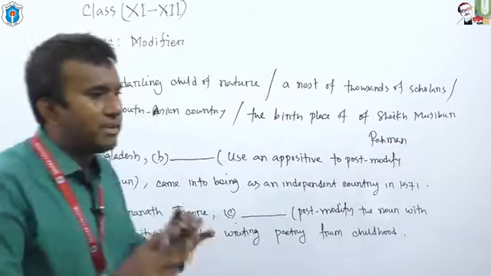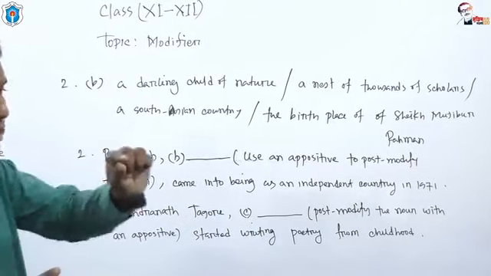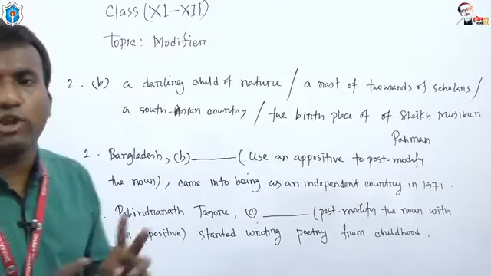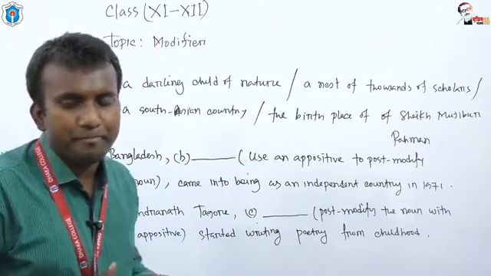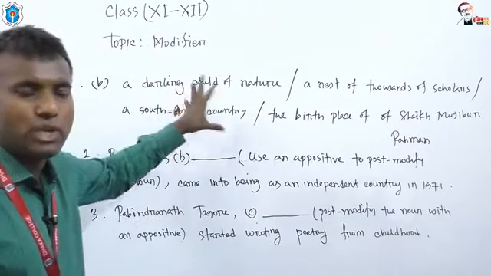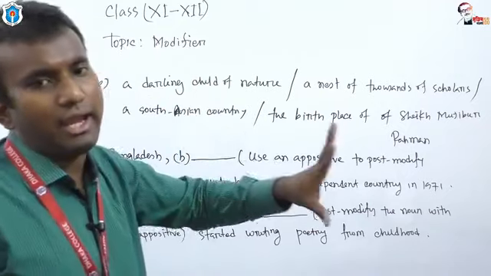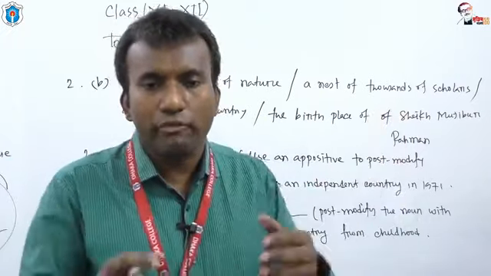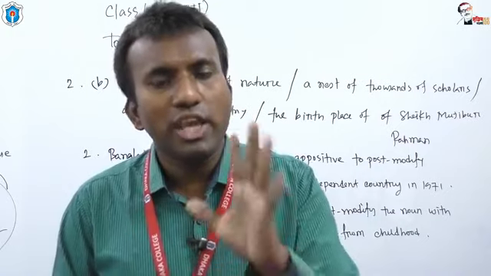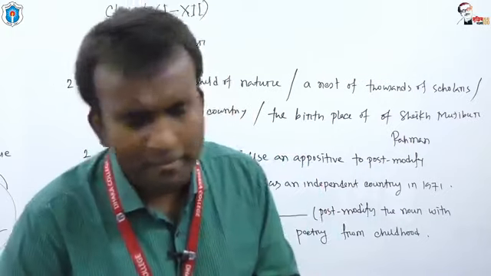Okay, you can write any answer. Someone has written a beautiful country. Very good, it's a good answer. Bangladesh, a beautiful country. Okay, you can write any answer that is relevant to the question, but try to maintain the traits or characteristics of appositive. Use a noun or noun phrase, ensure the use of comma, don't use any clause or tense.